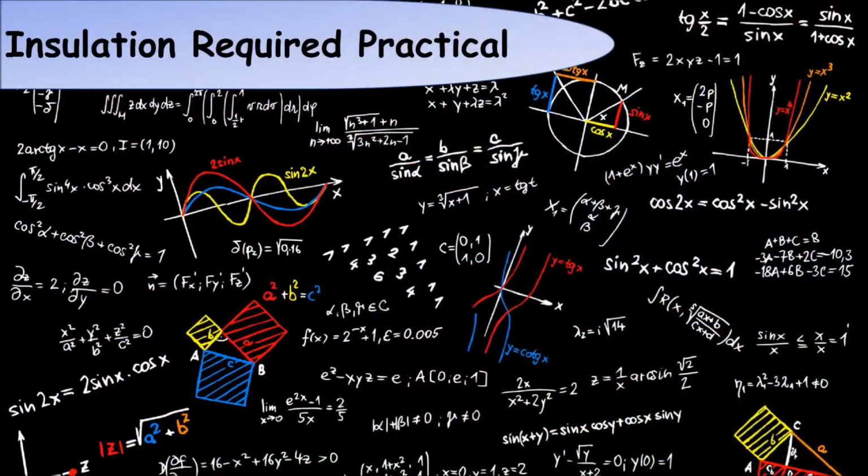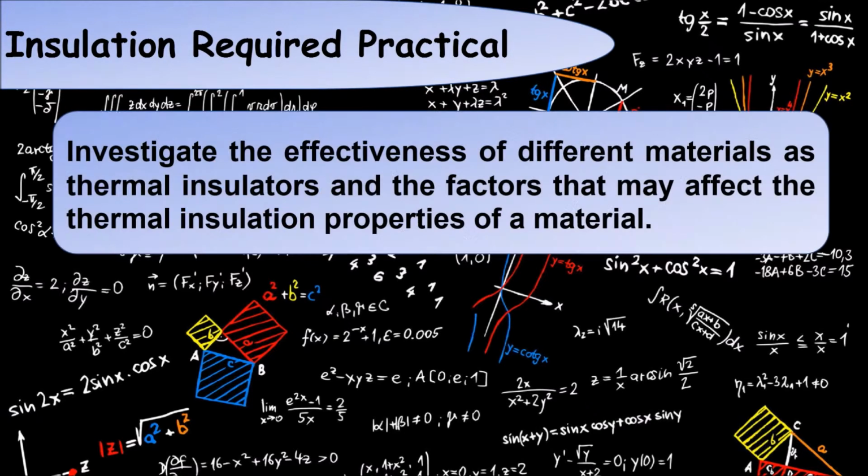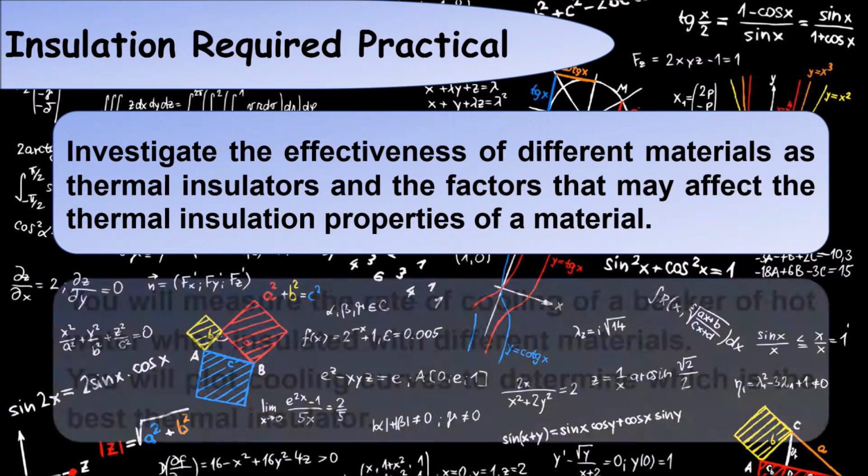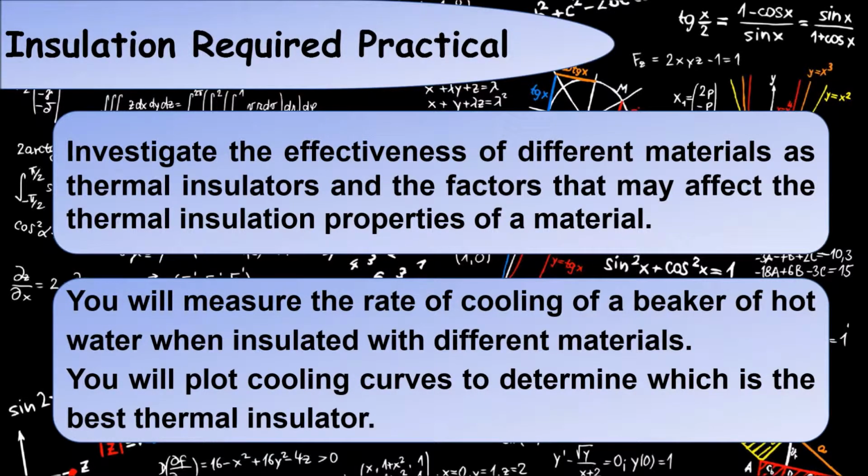This chapter looks at the insulation required practical for AQA Science. In this investigation, you are asked to investigate the effectiveness of different materials as thermal insulators and factors that may affect the thermal insulation properties of the material. You'll need to measure the rate of cooling of a beaker of hot water when insulated with different materials, and then plot a cooling curve for each type of insulator.